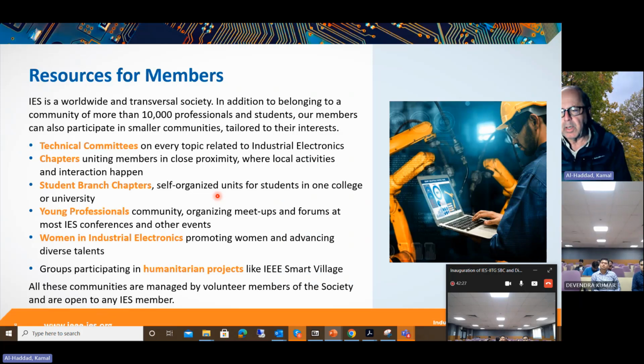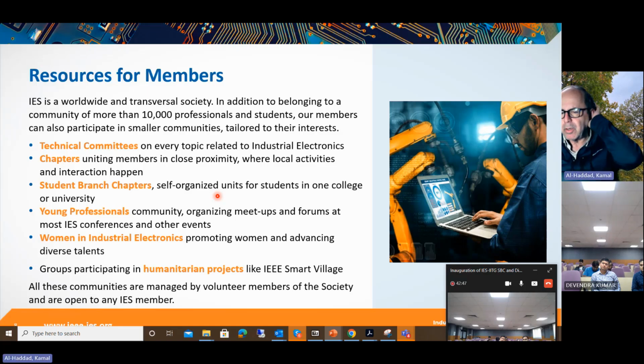It's a self-organized unit. You take support from IEEE, and you organize events, activities, invite the speakers, DL lecturers. You can invite the society officers also to come and visit you and talk to you about what we are doing.